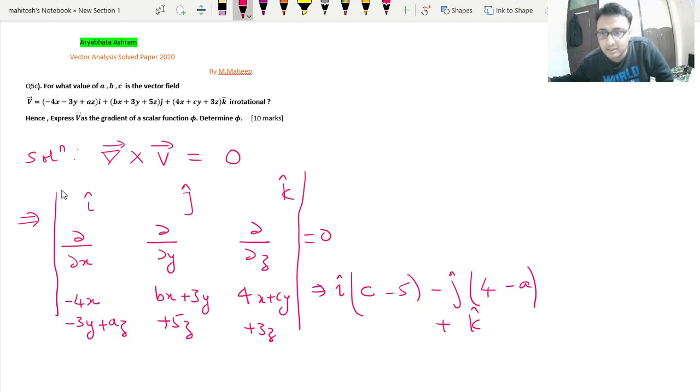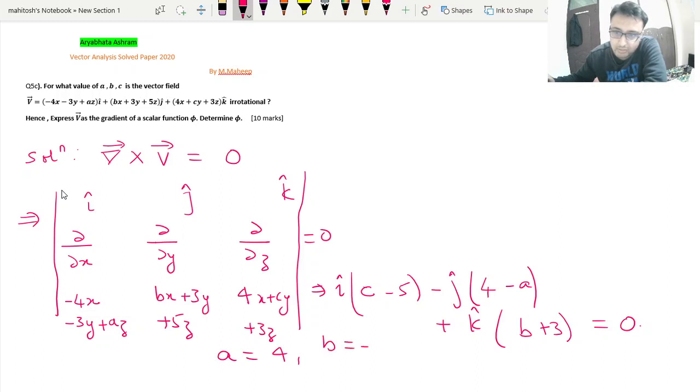Plus k. k is how much? This one, del by del x of b, minus of del y. Minus minus become plus. So we can write the values as a, b and c. We can write a is equal to 4, b is equal to minus 3 and c is equal to 5. So this is one part of the answer.